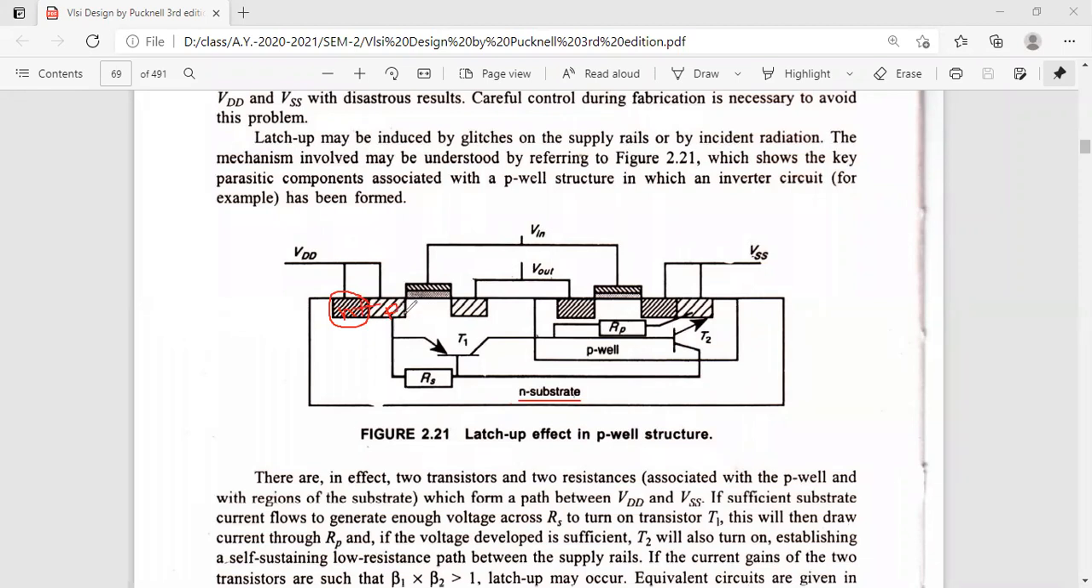So this is P type. Here this one is N type, and this is P type well, right? This is P type, this is N type substrate, right? N type substrate, and this is P type region. So we have formed a PNP transistor here.